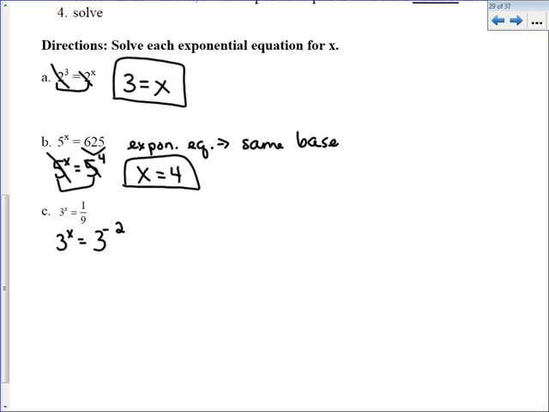So now I have a common base. My common base is 3. And that's what we're going for with exponential equations. You want them to have the same base, because once the base is the same, we can kick it out of the problem and just compare the exponents. So we get x equals -2. Any questions so far?